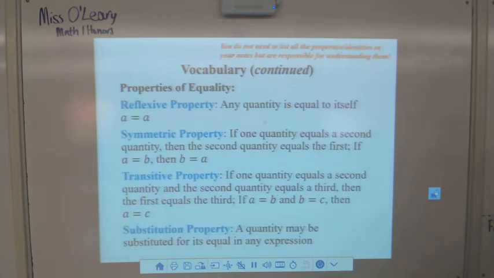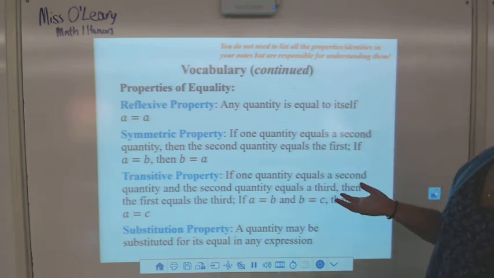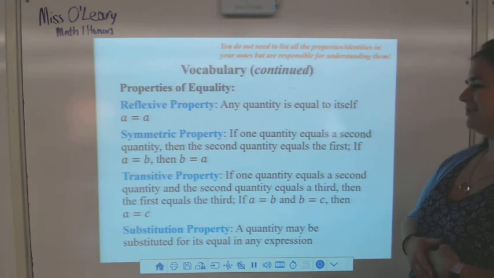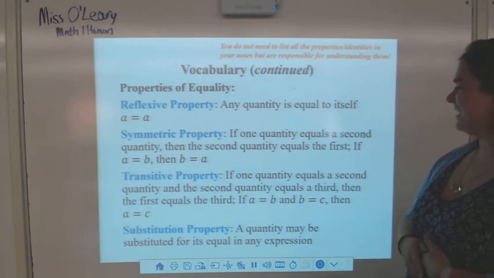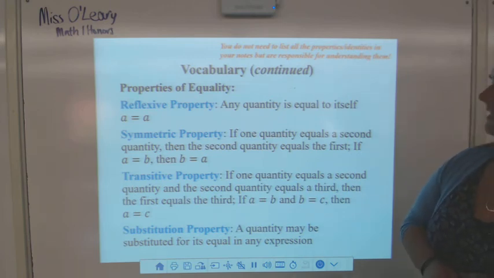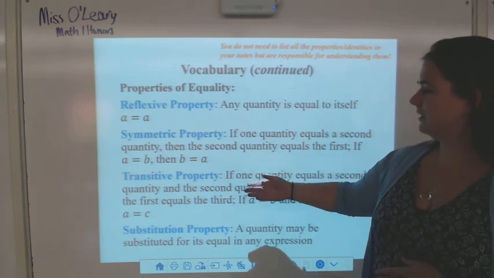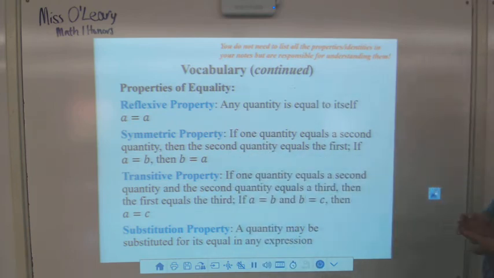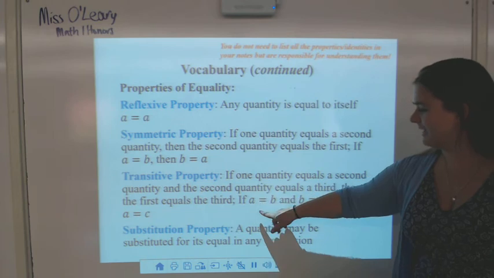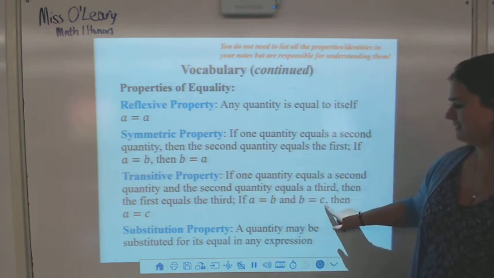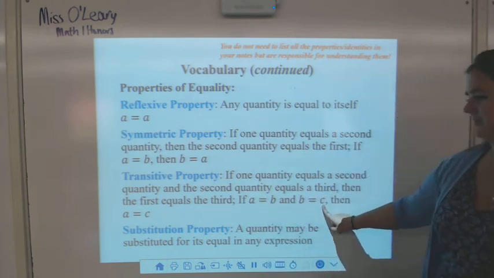Next set are these properties of equality, so things that I can do to both sides of the equation to keep them equivalent. I have a reflexive property, that any quantity is equal to itself. The symmetric property, that if a quantity equals a second quantity, then the second equals the first. Transitive property, so if one quantity equals a second quantity and the second quantity equals a third, then the first equals the third. So this transitive property tells me if A equals B, and I know B equals C, then I know that A equals C.